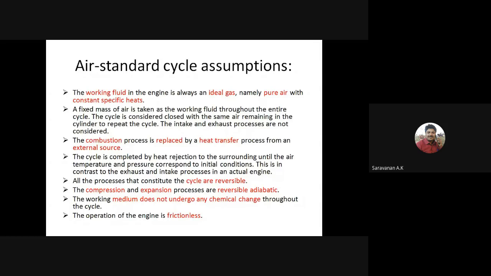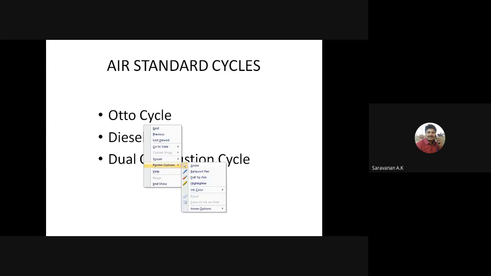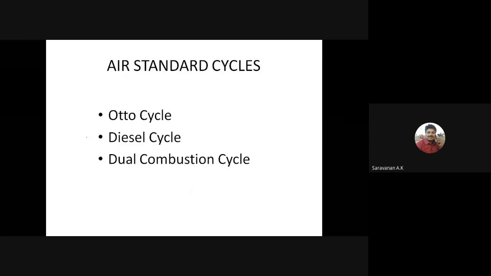So in the last two classes we discussed the air standard cycles. We discussed what the Otto cycle is, what the diesel cycle is, how their performance differs, and how we can calculate the efficiencies. In this class we are going to see the dual combustion cycle.